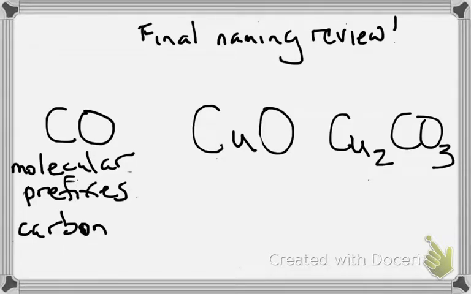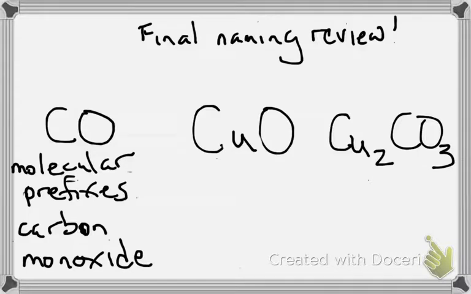And then for the second element, we're always going to change the ending to IDE. So oxygen becomes oxide. And we always add a prefix, even if in this case there is only one of that element. So the prefix for one is mono, so this becomes carbon monoxide. So as long as you have a handle on the prefixes, as long as you remember to change that ending to IDE, you'll be able to name any molecular compound that comes your way. And you will be provided with that on your reference sheet in class.